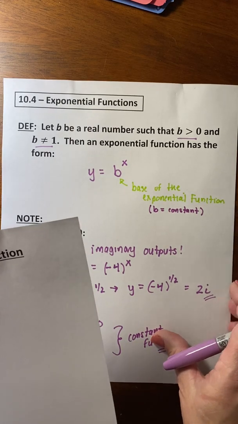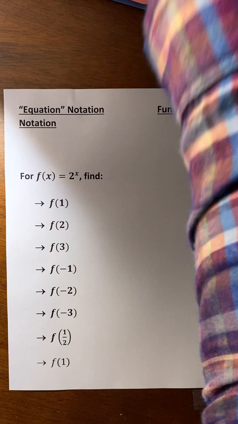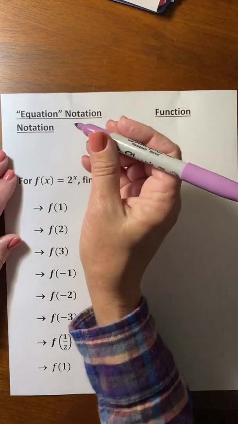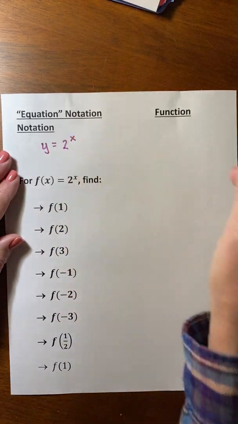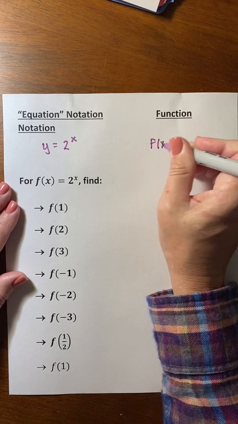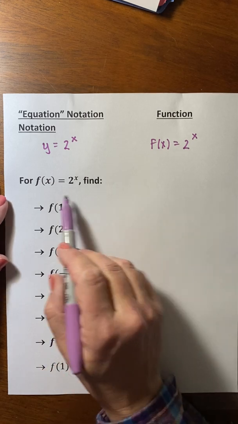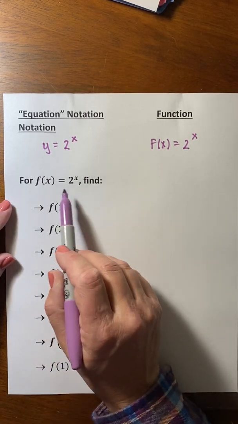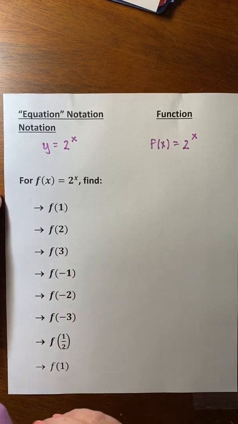And just a reminder, the difference between equation notation and function notation. In equation notation, we're going to have, for example, y equals 2 to the x. Function notation simply replaces the y with f of x and we would get f of x equals 2 to the x power. So let's look at it in function notation and remind ourselves how we use function notation. So f of x equals 2 to the x. Let's find f of 1, f of 2, f of 3, so forth and so on.